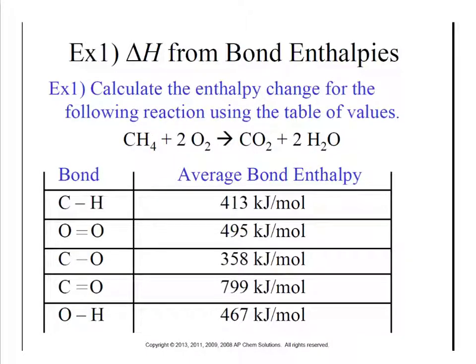So methane, for example, has carbon to hydrogen bonds. But since methane is CH4, that means you have 4 hydrogens bonded to a carbon. And so there's not just one CH bond, there's 4 CH bonds. So that's where the whole sigma thing comes in. It's the sum of. So we have 4 bonds that have 413 kilojoules per mole of energy.